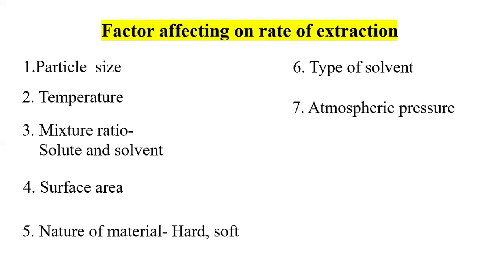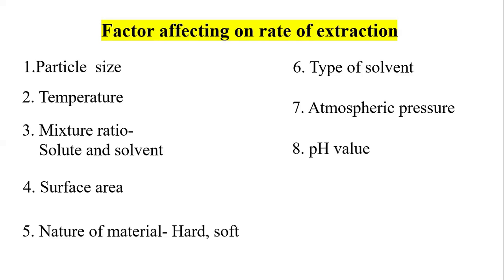Next one is the atmospheric pressure. If you apply a higher atmospheric pressure on the liquid, the rate of the extraction is less. If the atmospheric pressure is less, the rate of the extraction is fast. If we reduce the atmospheric pressure by applying a vacuum, in that case the rate of extraction is high. Next one is the pH value.